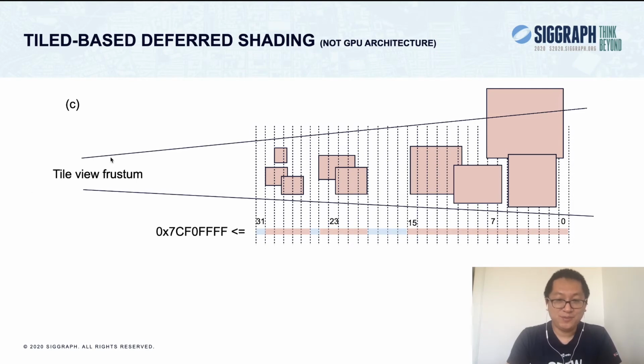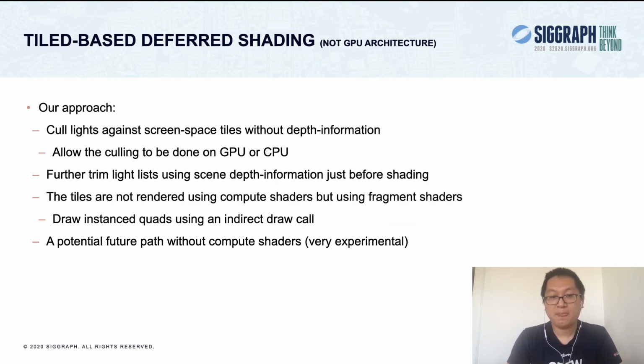So here we have another illustration. We have a tile view frustum. We have some geometry. And so we just partition the 3D space into layers. In our case, 32 layers. And then if a layer has any kind of geometry, then we set the bit to 1. If it doesn't have any geometry, we set it to 0. Then we can build that 32-bit depth mask. And we do the same for lights, obviously.